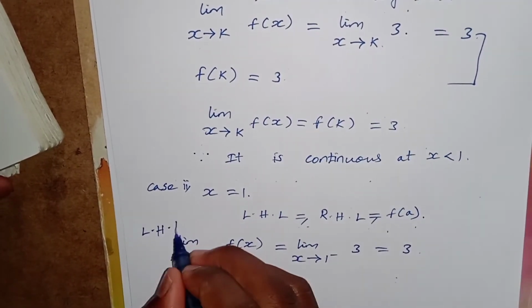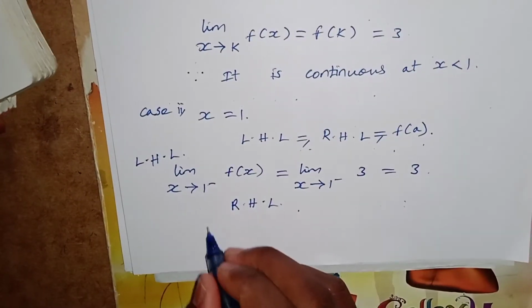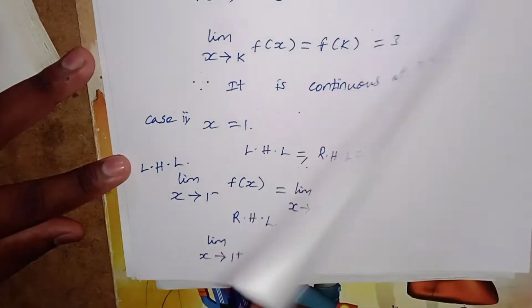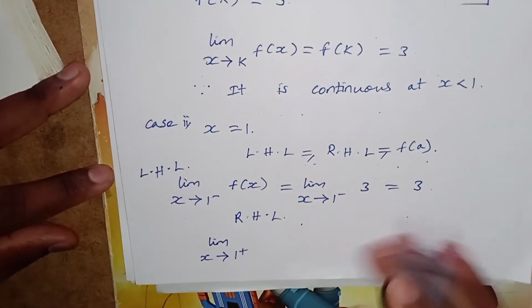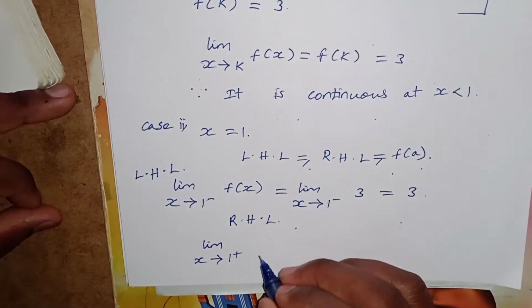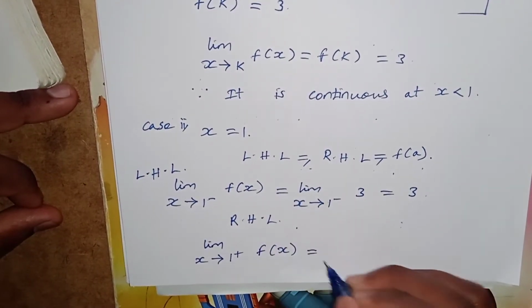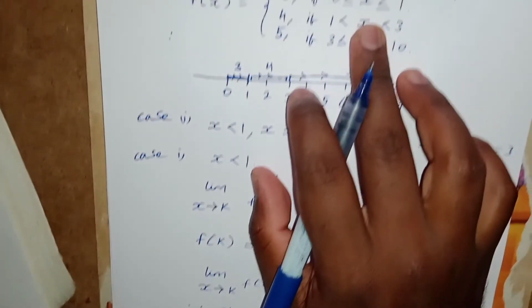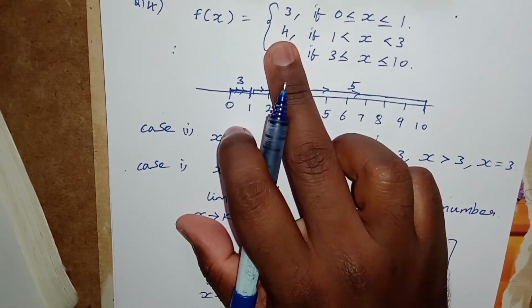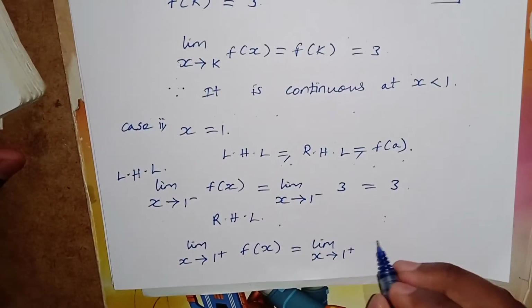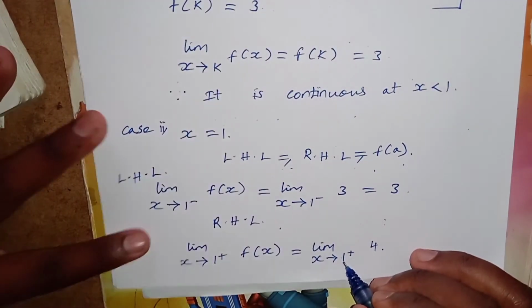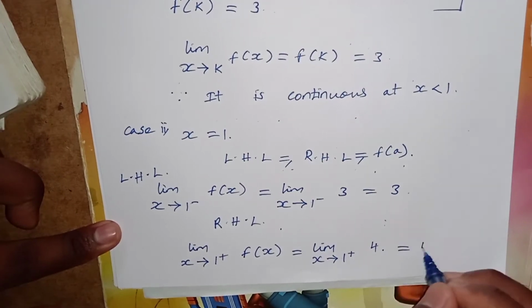Here this is the left hand limit. Right hand limit, here limit x tends to 1 plus. 1 plus means just greater than 1, like 1.1, 1.2. Therefore f of x is equal to limit x tends to 1 plus, here just greater than 1, therefore my function is 4. Next, there is no x to substitute the value of x tends to 1, therefore 4 is my answer.